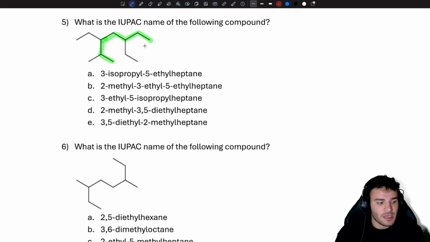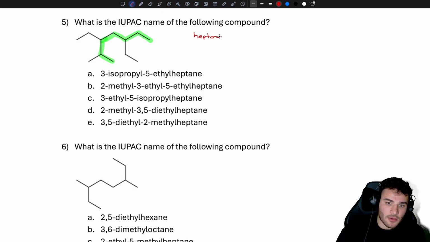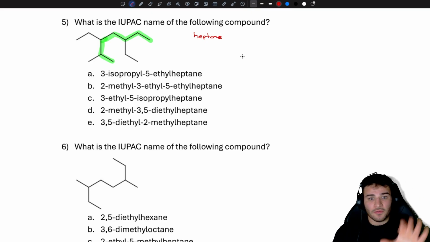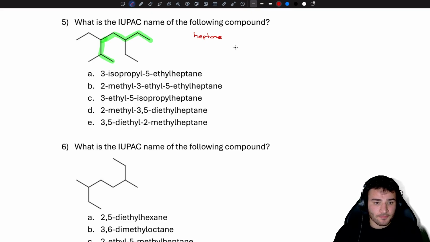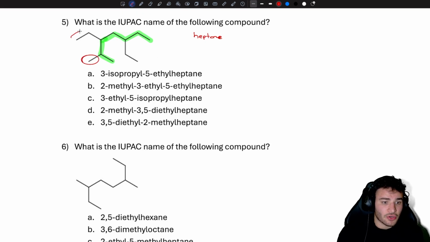Okay, so we got to the point that we understand that our parent chain is heptane. Now, the way I'm going to do it in front of you guys is the exact way I like to do it and how I like all my students to do it. The first thing you're going to do is you found your parent chain. You're going to write that parent chain somewhere along the side. Next, what I like to do is I like to go ahead and circle all of my substituents.